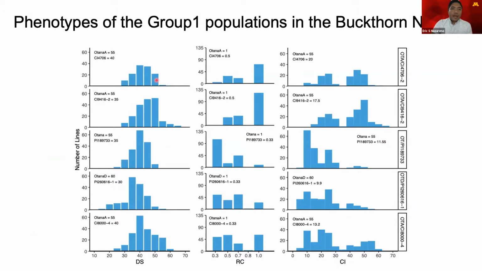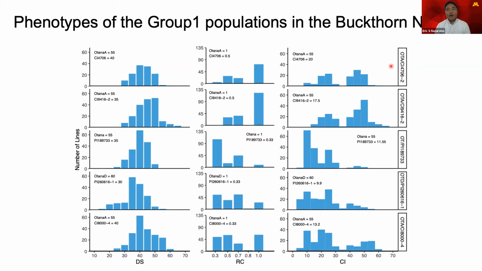This is the phenotype data for group 1 populations in the Bucktor nursery. Here we can see number of lines. This is disease severity, reaction class, and coefficient of infection. We can see in the coefficient of infection, these 2 populations are similar, and so these 3 populations. And so all these 5 populations were subjected to bulk segregant analysis.